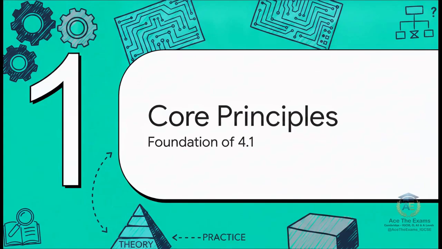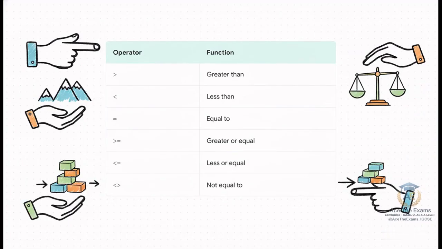Section 1. Core Principles, the foundation of 4.1. Okay, here is your foundational toolkit. These are the 6 essential comparison operators you absolutely must know inside and out. We have greater than, less than, equal to, greater than or equal to, less than or equal to, and finally, not equal to. Now, I know what you're thinking. I learned these in primary school math. Let's skip ahead. Stop right there.